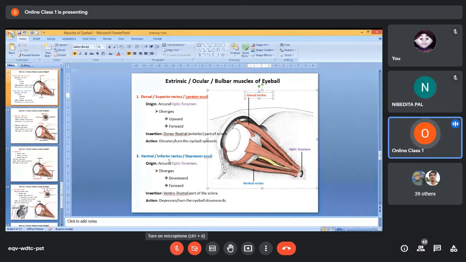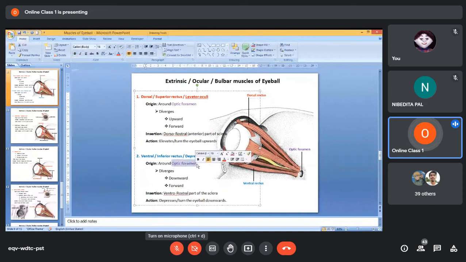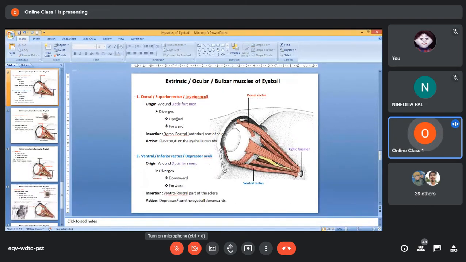The ventral rectus, again, its origin is around the optic foramen. I told you in the very beginning, all the rectus muscles have the same point of origin, around the optic foramen. So here, this is the ventral rectus. It arises around the optic foramen and inserts on the ventrorostral part of the sclera, that means the ventral and anterior part of the sclera. The dorsal was diverging upward, so the ventral will diverge downward and forward.